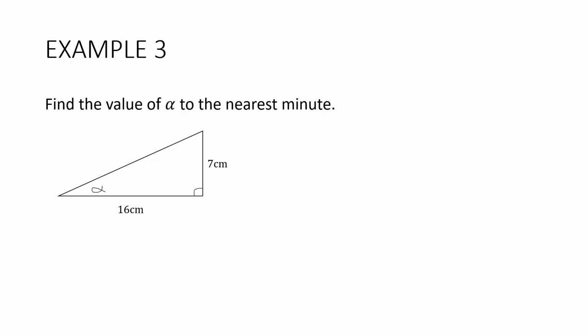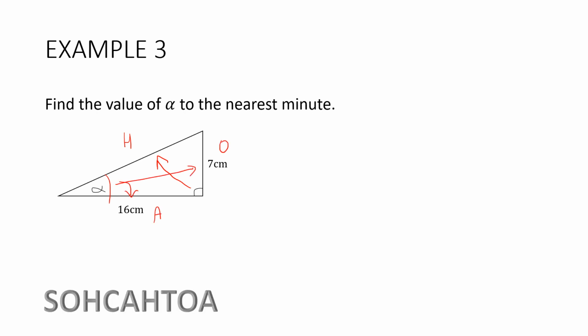And example 3. This time we're going to find an unknown angle, but we're going to do it exactly the same way. Let's start by labeling the sides. Opposite the right angle is the hypotenuse. This is the opposite side. This is the adjacent side. And looking at SOHCAHTOA, we have opposite and adjacent, we have tan. So tan alpha will equal 7 over 16.